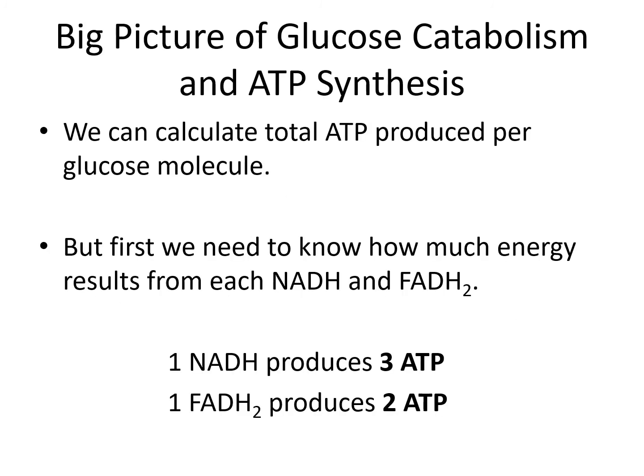So how do we get the 38 ATPs? Well, we can calculate it now. We can calculate the total ATP produced per glucose molecule. But first, we need to know how much energy results from each NADH and FADH2. And we have this little formula here. One NADH will produce 3 ATPs. One FADH2 produces 2 ATPs. So NADH will produce more ATPs than FADH2.